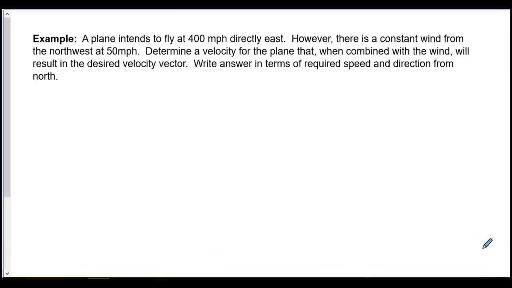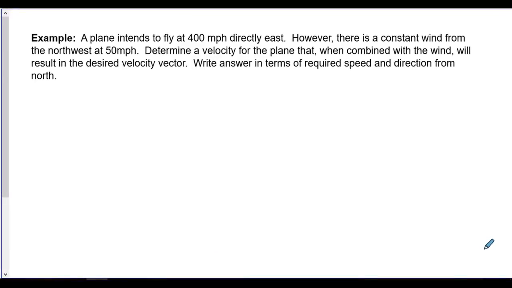All right, let me see if I can fit one more example in here. A plane intends to fly 400 miles an hour directly east. However, there's a constant wind from the northwest at 50 miles an hour. It's a pretty strong wind, but anyway. Determine a velocity for the plane that, when combined with the wind, will result in the desired velocity vector. Write the answer in terms of required speed and direction, that is the magnitude of the vector and an angle measured from north.